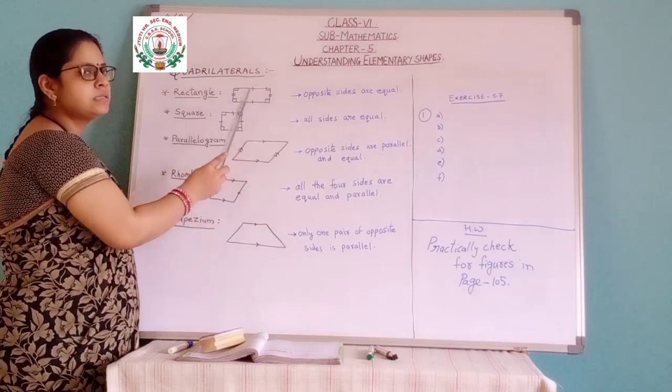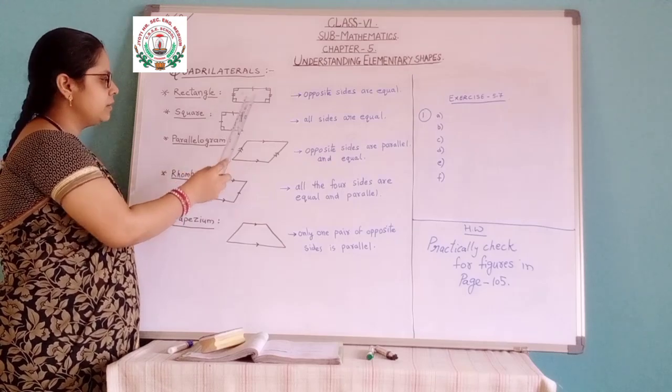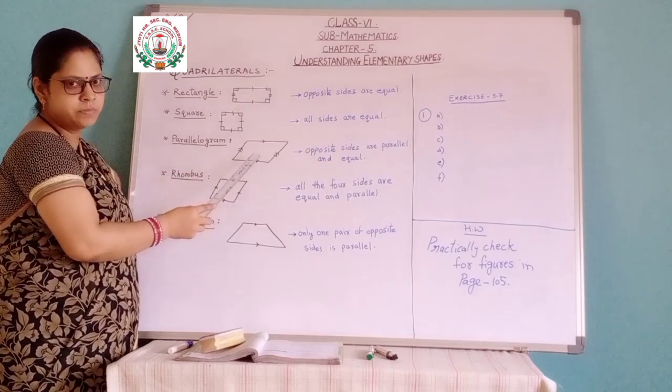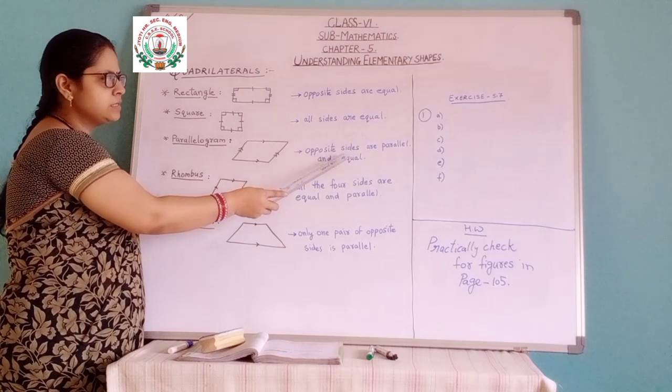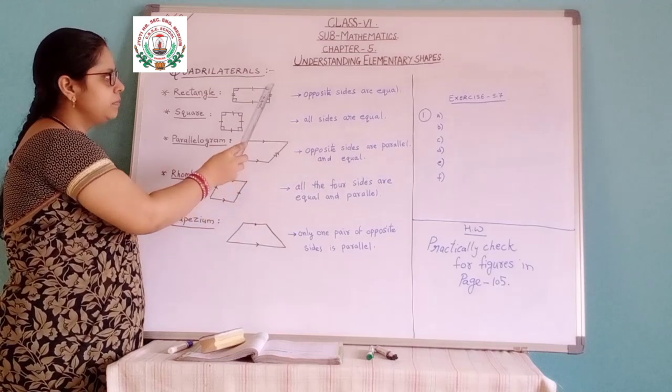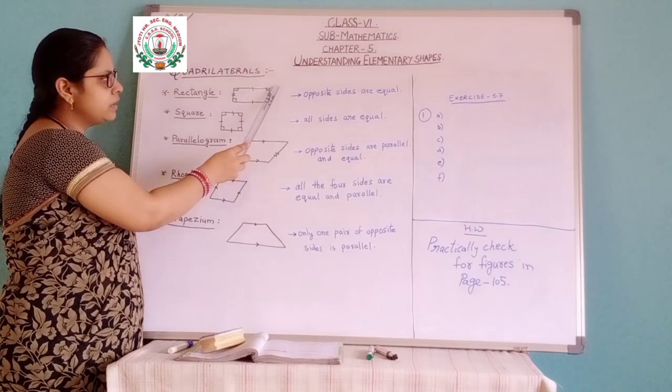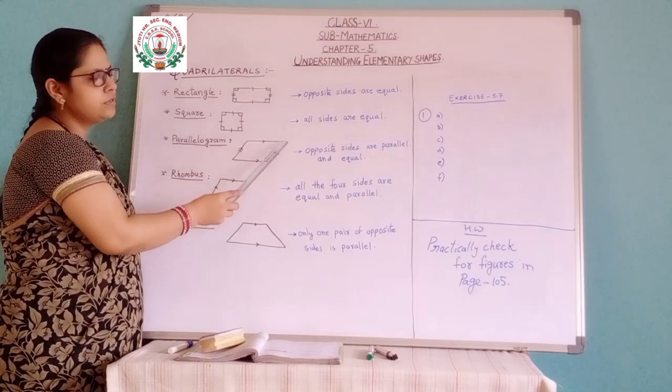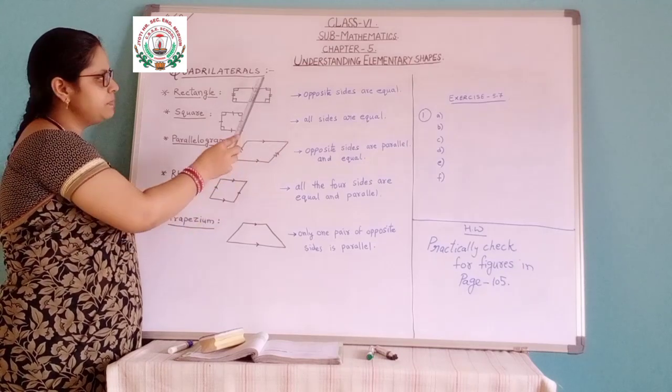Here 90 degrees is compulsory for the rectangle. For the parallelogram, 90 degrees is not compulsory. Opposite sides are equal and parallel. Here opposite sides are also equal and parallel. But the condition is that here the corner angle must be 90 degrees. Here that is not the condition. That is the major difference.